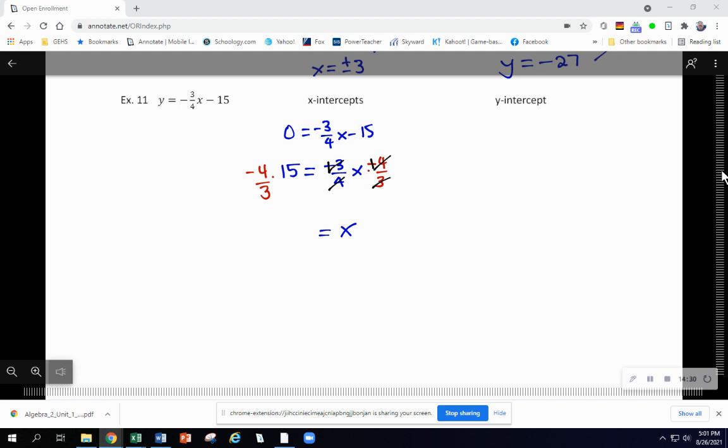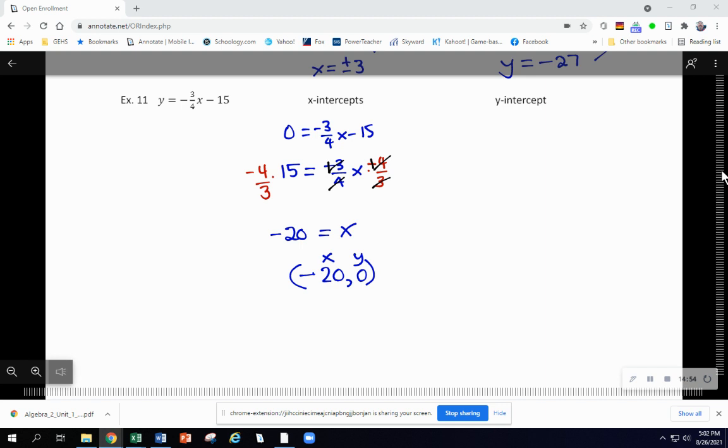And on the other side, I'm going to start with 15 divided by 3 is 5. 5 times negative 4 is negative 20. So this is 5, and 5 times negative 4 is where I got that negative 20. So our x is negative 20 when our y was 0. And we set y equal to 0 up here.